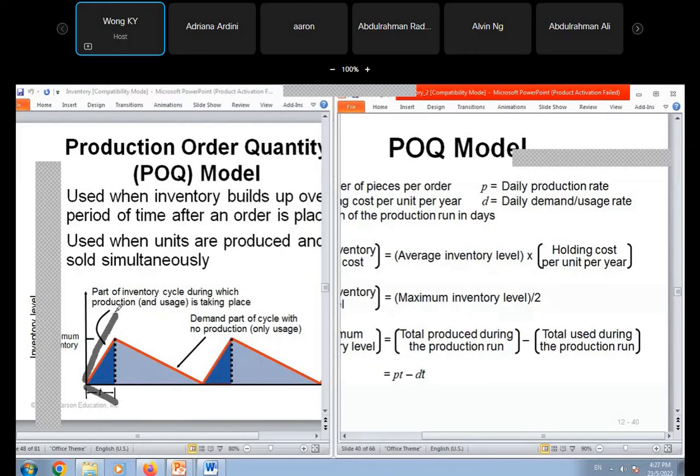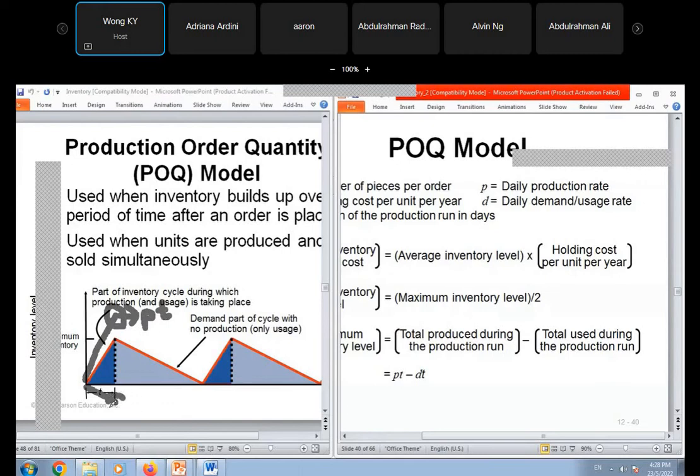So what is the value of this point here? This point here is actually the slope of this line. The slope of this line is the production rate, right? So it's the production rate, P, multiplied with T. So we get this point here. This point is P times T.